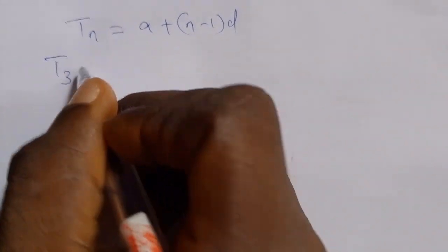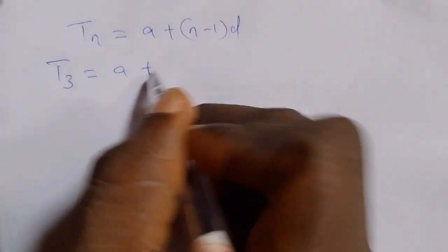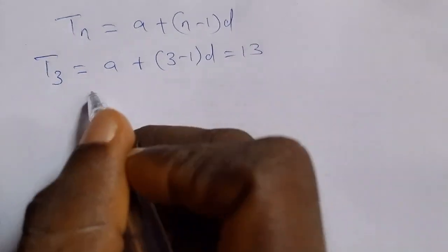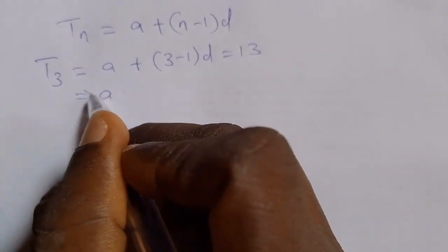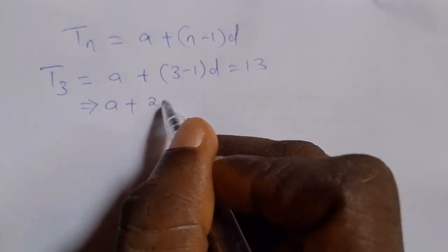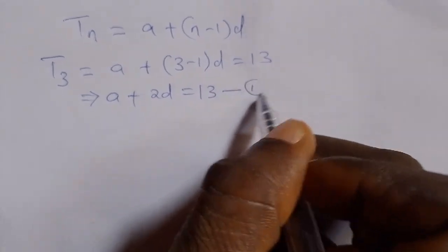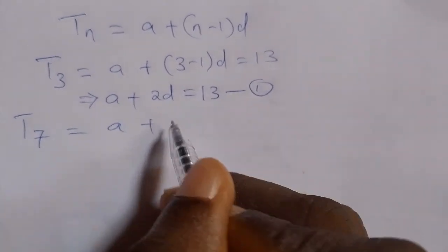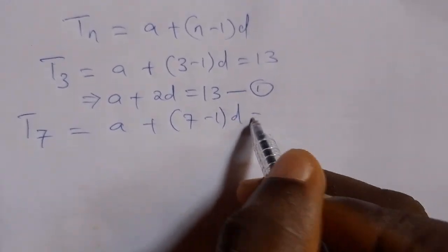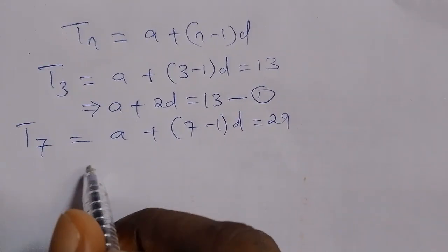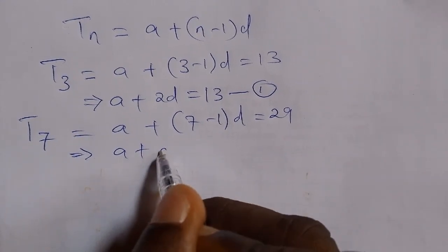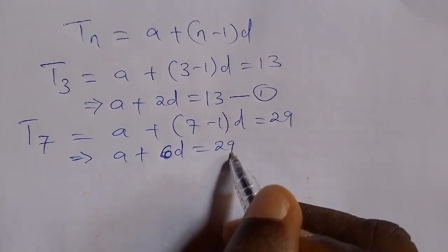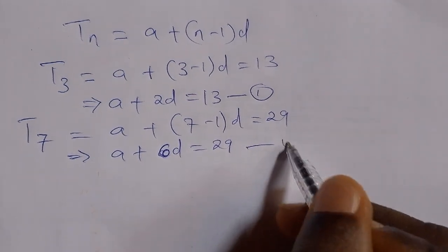If the third term of an arithmetic progression is a plus (3 minus 1)d, and the question says that is equal to 13, that implies a plus 2d equals 13, and that will be equation 1. The seventh term of the same arithmetic progression is a plus (7 minus 1)d, which equals 29 according to the question. So it implies that a plus 6d equals 29, and that's going to be my equation 2.